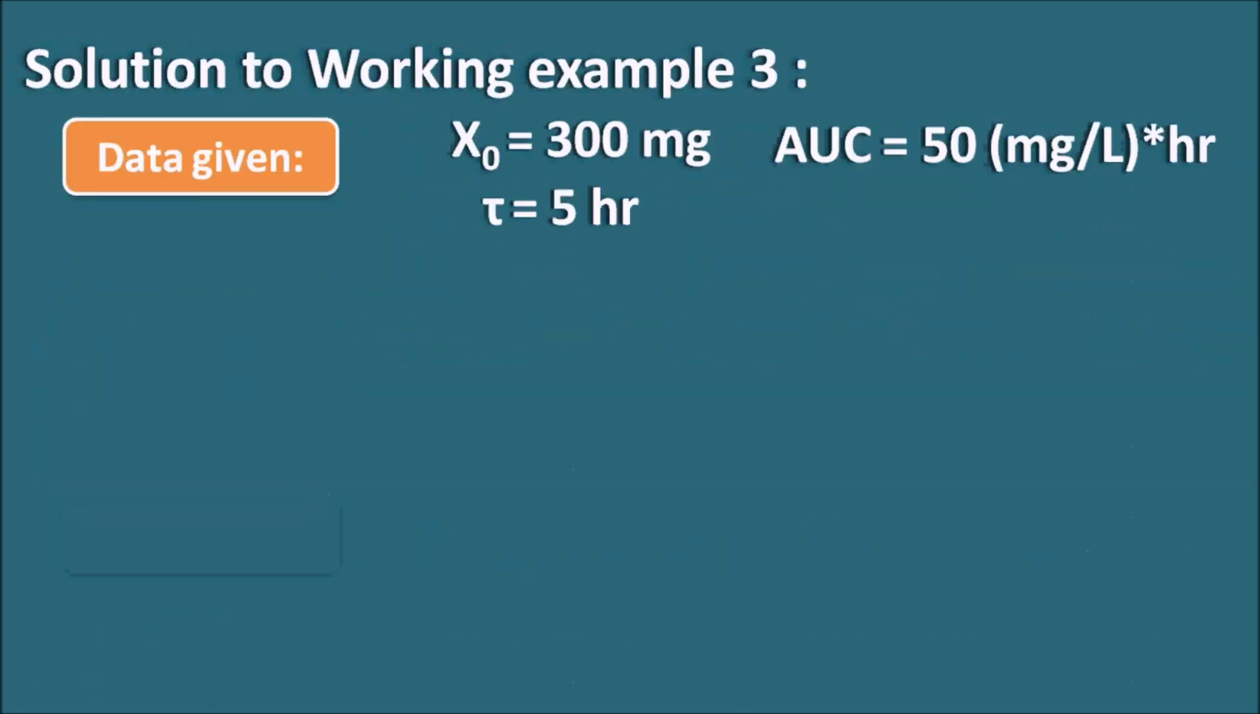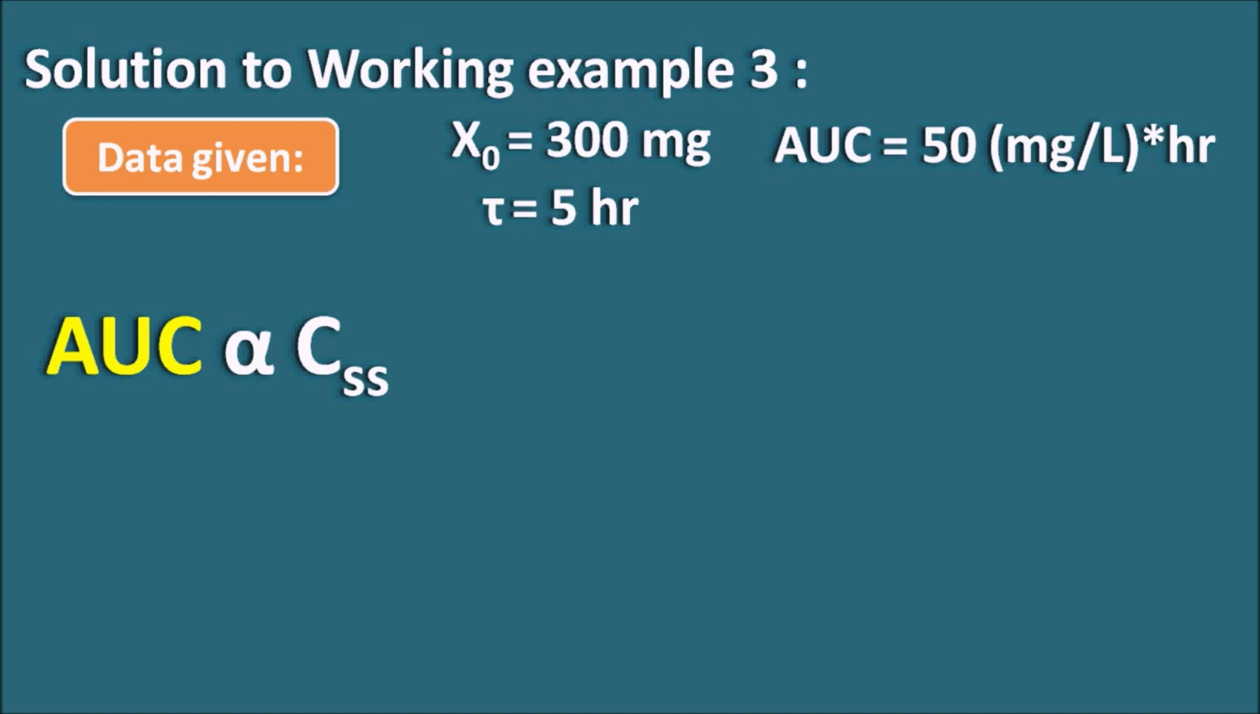So the data given here are three parameters: X naught, tau, and AUC. So which equation do we have to use? The previous equation we have seen is not suitable for this example, because here AUC is going to be involved. So how can we calculate the AUC? AUC, area under curve for one dosing interval, is directly proportional to the steady state concentration in that interval. So AUC is directly proportional to CSS.